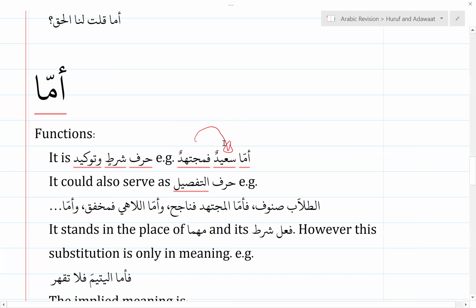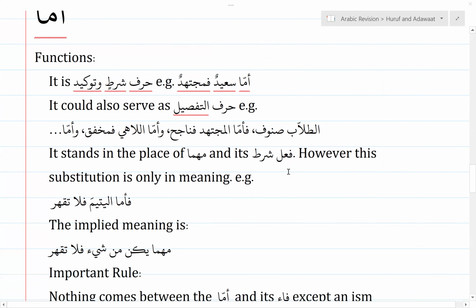And that's why we are calling this Jumla Shartiyya. That's why we are saying Amma is adatu shart, because it gives us that kind of condition. I hope that understanding of what a Jumla Shartiyya is in Arabic has set in, and now you understand how Amma is adatu shart. Is that clear? Alhamdulillah. Okay, great. All right.